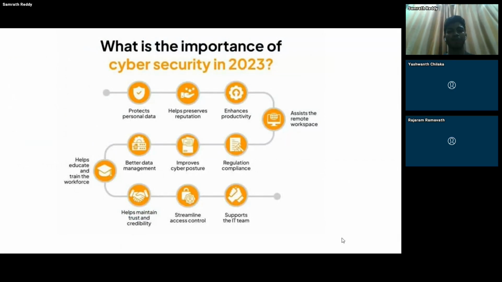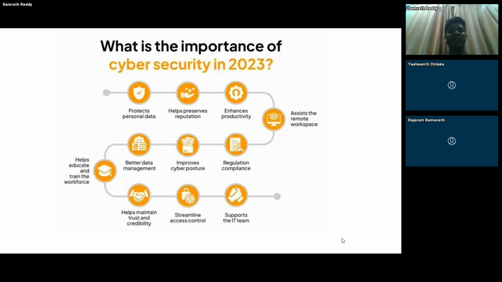So what is the importance of cybersecurity in 2023? As you can see, there are around 11 key points, but the most important point is protecting personal data. For business or individual users, personal data is the most valuable commodity. Malware can collect personal information and may jeopardize the privacy of employees, customers, or the organization.